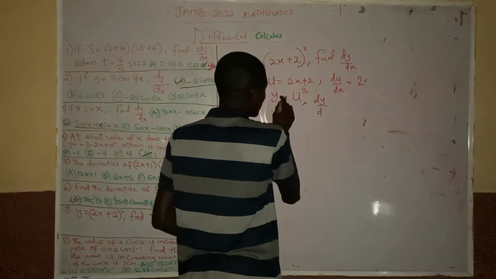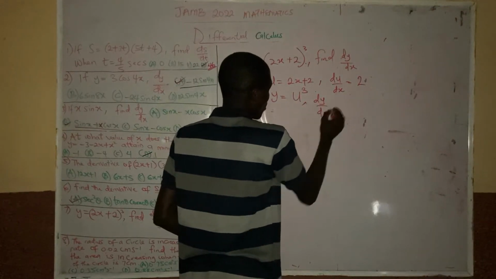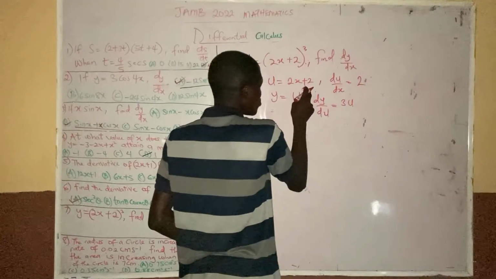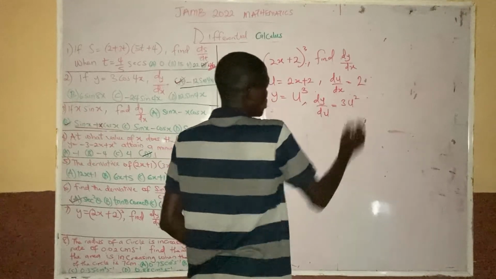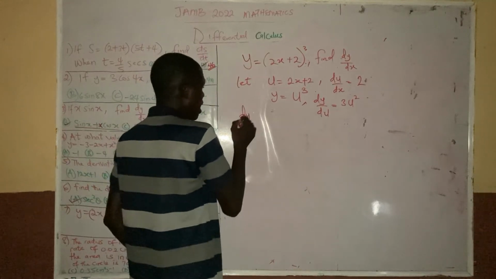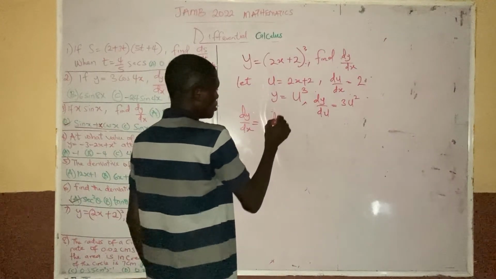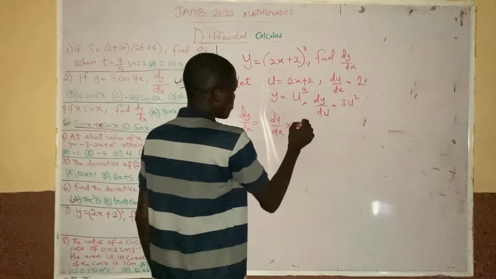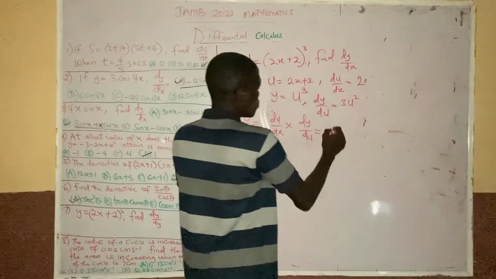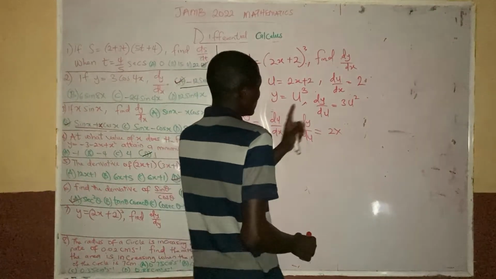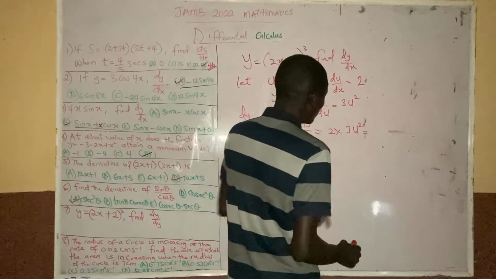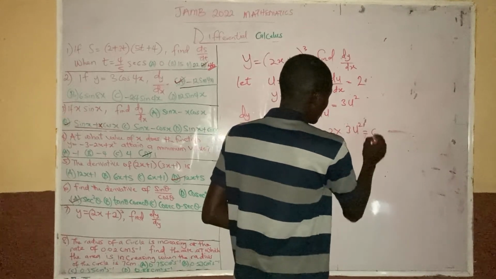The differential of y with respect to u: what will it give us? It will give us 3 times 1, here will be 3u, and 3 minus 1 is just 2. So that is the differential of this. So now using function of function, dy/dx is equal to du/dx multiplied by dy/du. du/dx is 2, multiplied by dy/du, that is 3u squared. So this is 2 times 3, which is 6u squared.